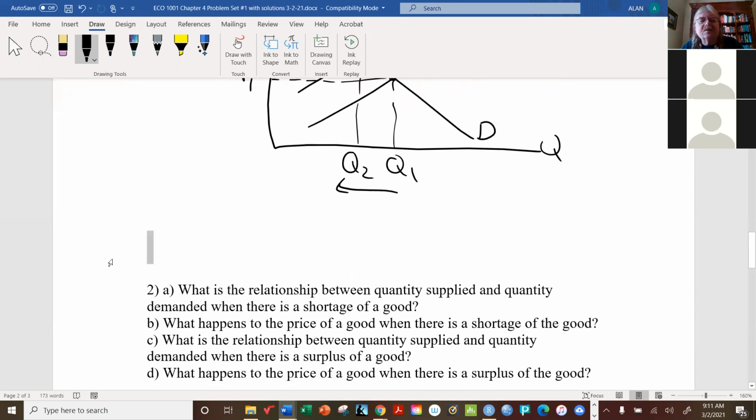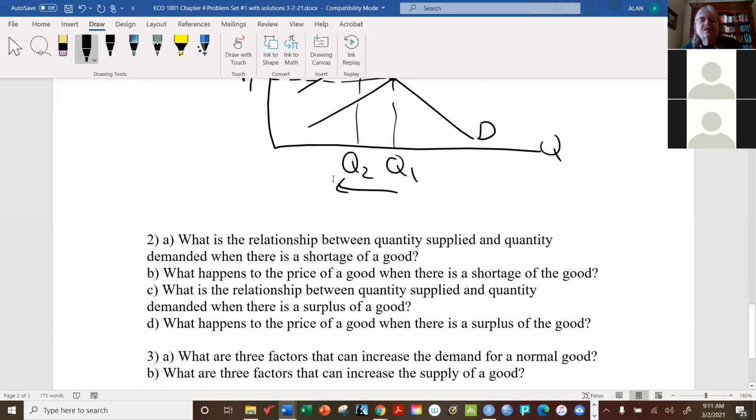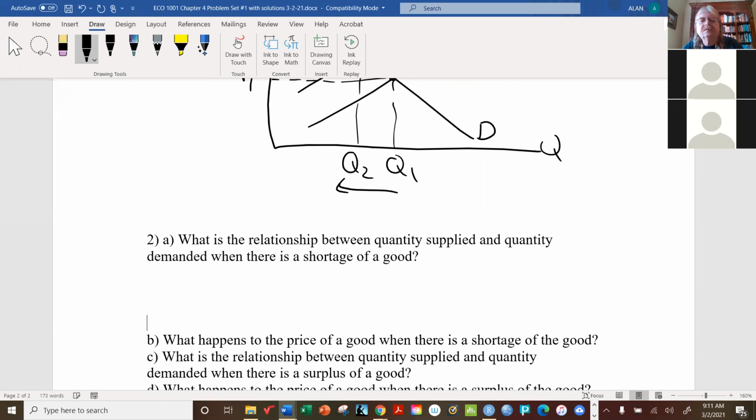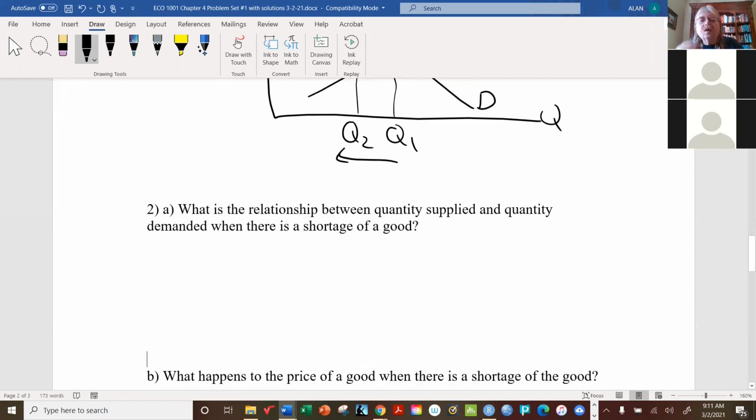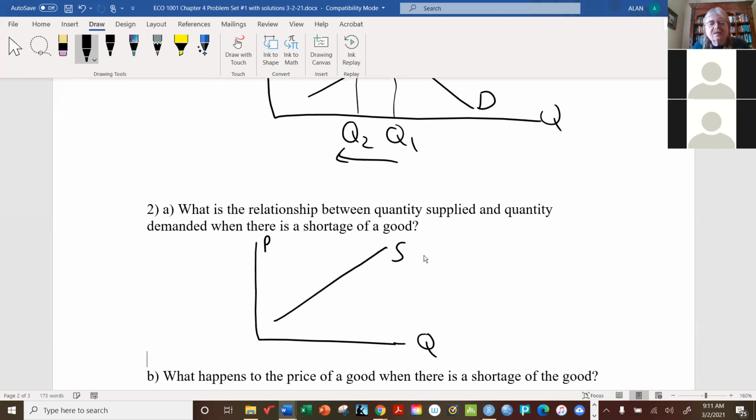All right, now what's next? Okay, here are some conceptual questions, but we still could benefit from drawing some curves. What's the relationship between quantity supplied and demanded when there's a shortage? Now, it doesn't say you must draw this picture, does it? No, but why not? It's good practice. So remember what a shortage means. There's not enough of the product for everybody.